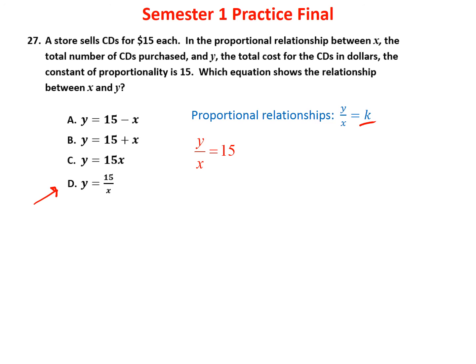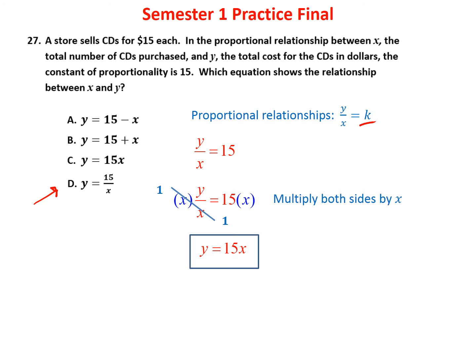So let's solve ours for Y and see if we find our answer. To undo divide by X, we multiply by X. So I multiply both sides by X, then X divided by X is 1. So I'm left with Y equals 15X. Now when I look at my answers, I see that the answer is C.